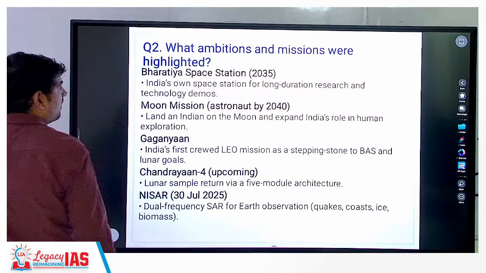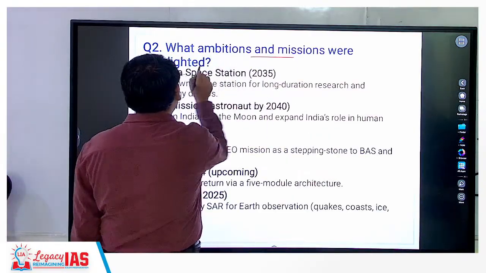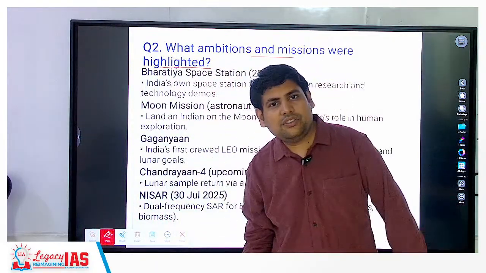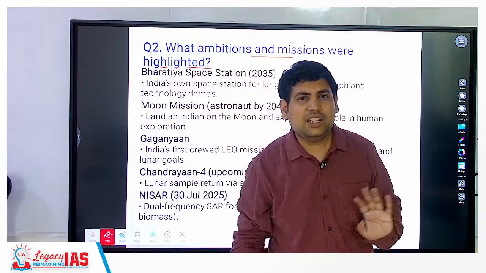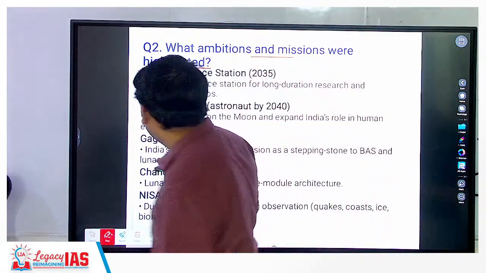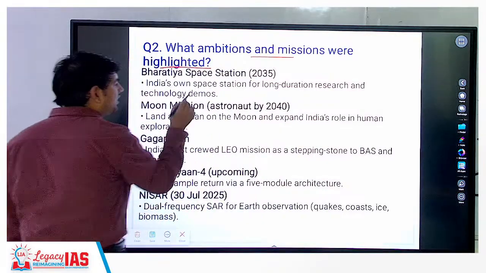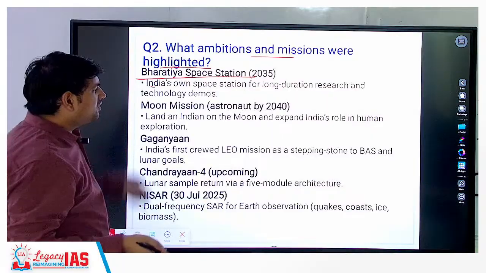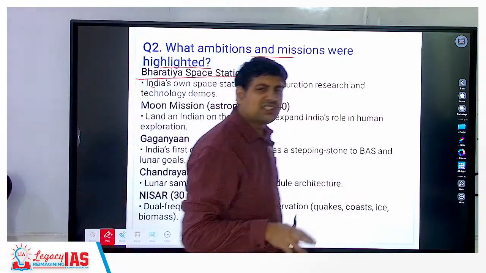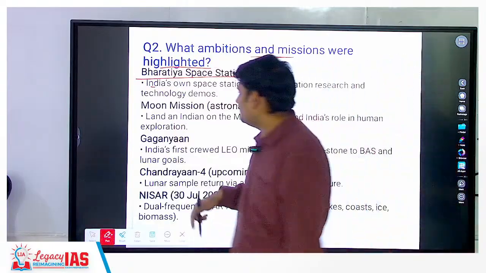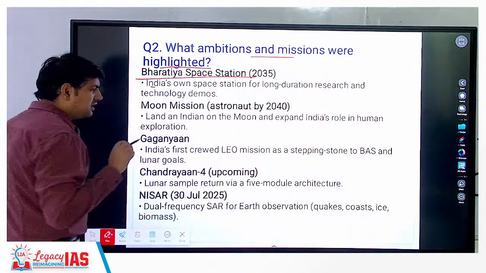So what ambitions and missions were highlighted? Different important dignitaries will give speeches here, and they will tell about India's missions. India is doing this, India is doing that. So they talked about certain missions like the Bharti Space Station. I just listed some of the missions they talked about so that you can give them a look. Now, these are the important missions.